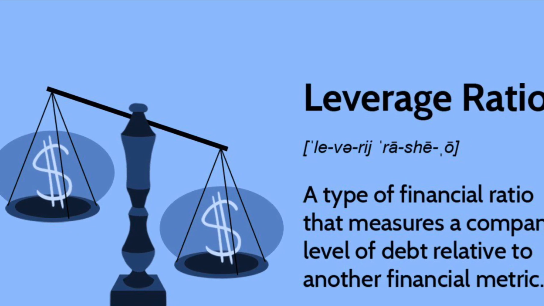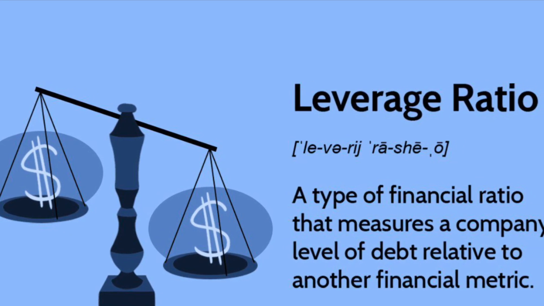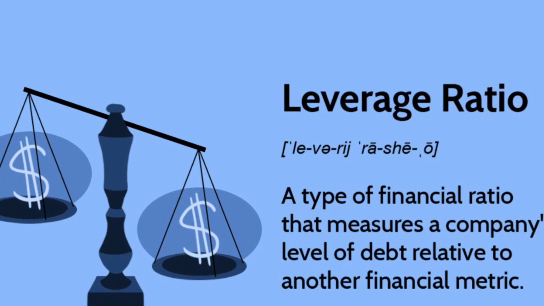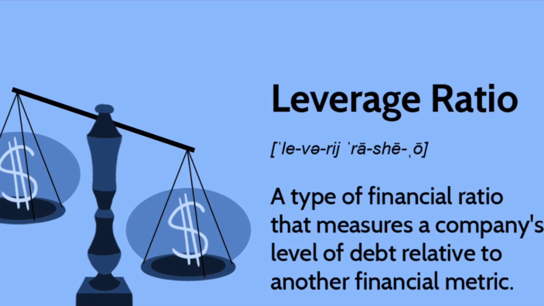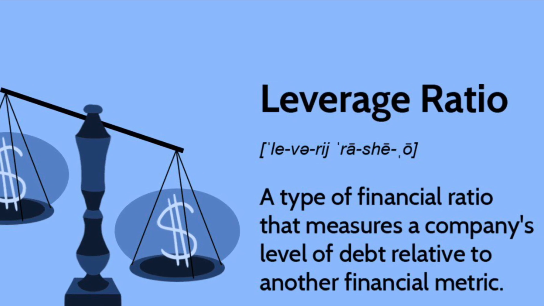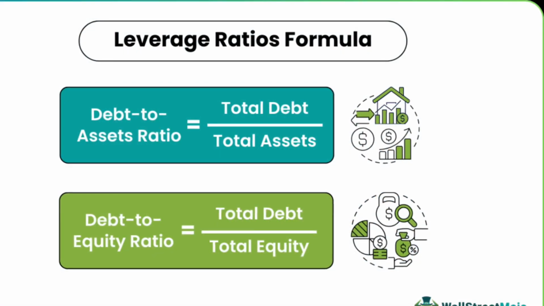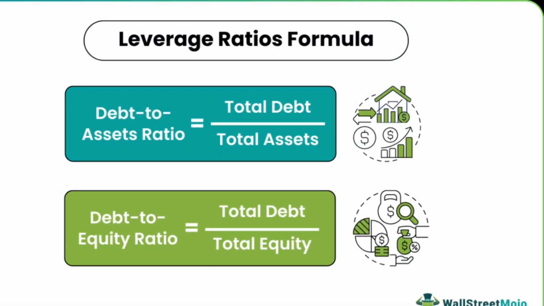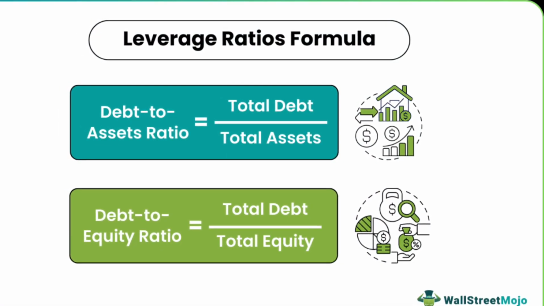So what are leverage ratios? Leverage ratios measure how much a company relies on debt financing. They help assess a company's long-term financial stability and its ability to meet obligations to lenders and creditors. Examples of leverage ratios, as mentioned before, are debt to asset ratio and debt to equity ratio.